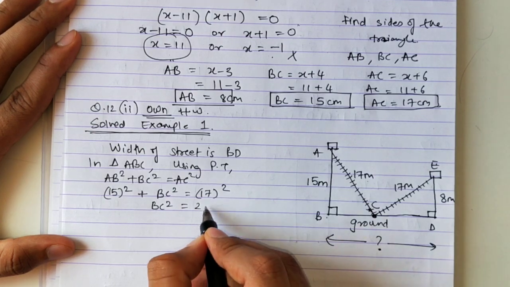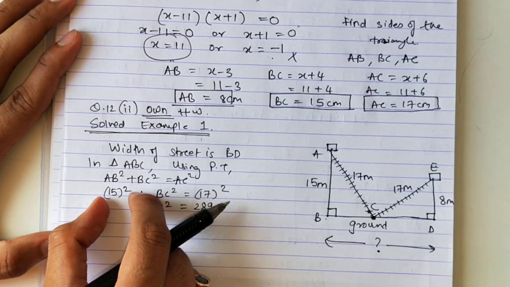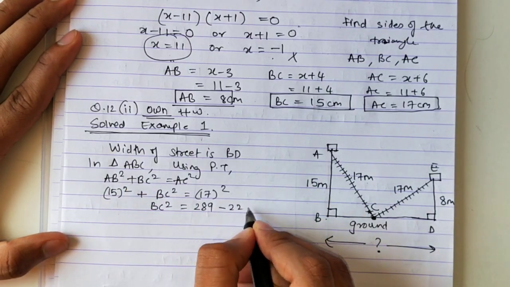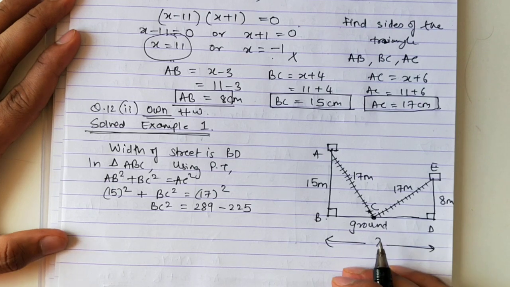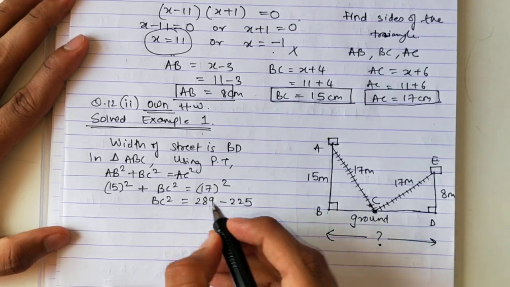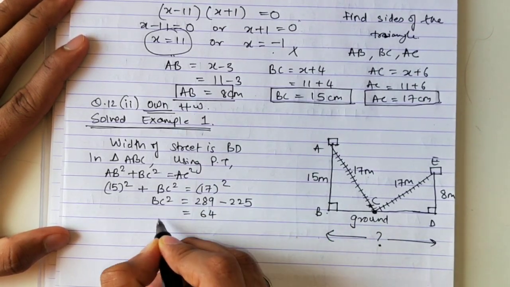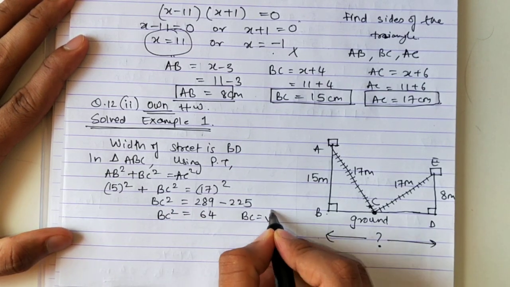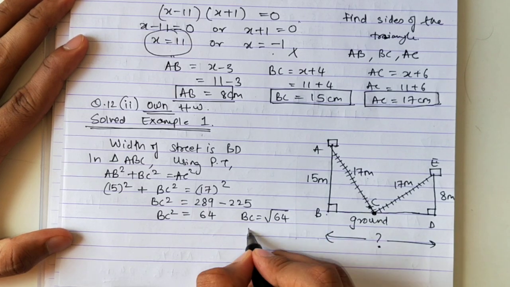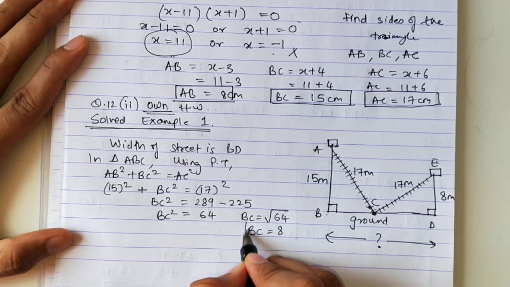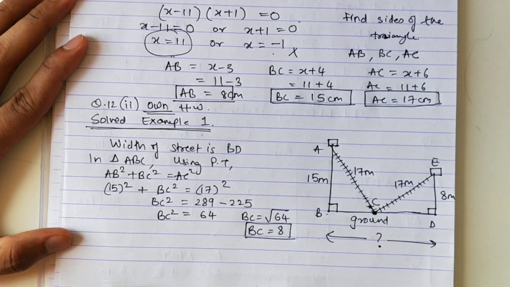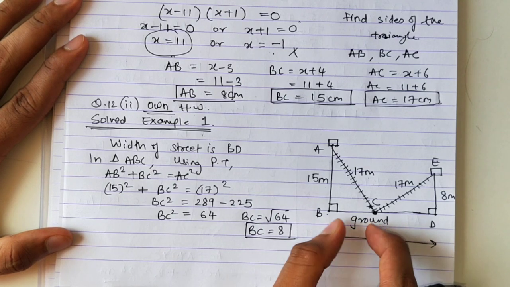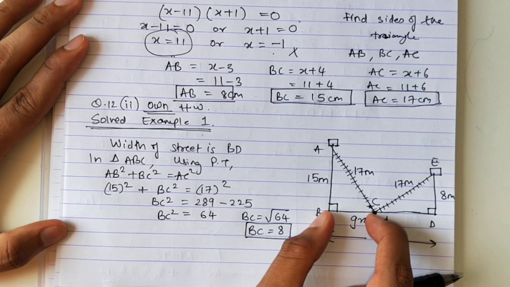Okay, so BC square is, what is 17 square? It is 289, and this 15 square will come here and get subtracted. 15 square is 225. Okay, so 289 minus 225 is 64, and therefore BC is root 64, which is 8. Okay, so in this way we have found that this BC is 8 meters.